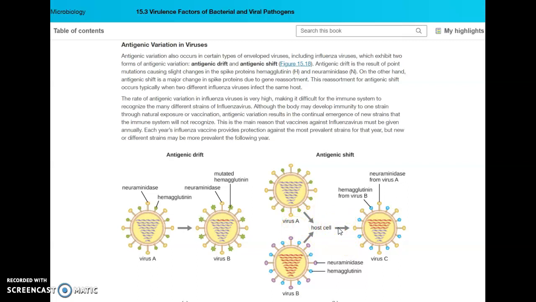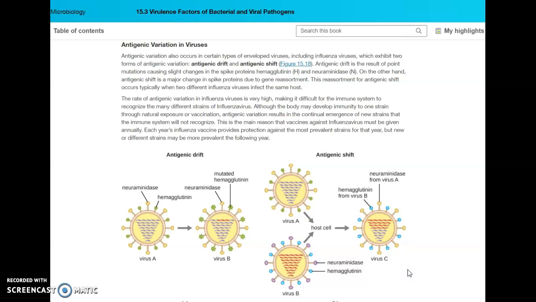inject their material into the host, and as the virus is replicating, it just jumbles all of these genes up together. So now we have an entirely different strain. We have the N, the neuraminidase from virus A, okay, our yellow ovals here, but the hemagglutinin, the H, is from virus B. We've got these blue pentagons here. So this is antigenic shift. We have a brand new strain of the virus.